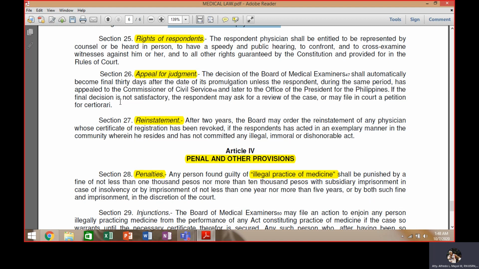Section 26, appeal for judgment. The decision of the Board of Medical Examiners shall automatically become final and executory within 30 days after the date of its promulgation, unless the respondent during the same period has appealed to the Commissioner of Civil Service and later to the Office of the President of the Philippines. If the final decision is not satisfactory, the respondent may ask for a review in the case or may file in court a petition for certiorari. Okay? So these are just a matter of procedure. However, I will still give you the updated version of the procedure.